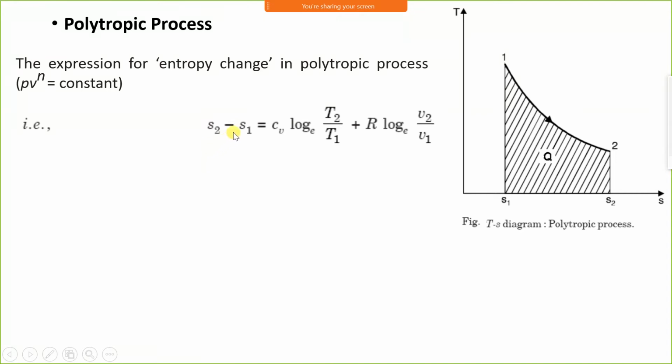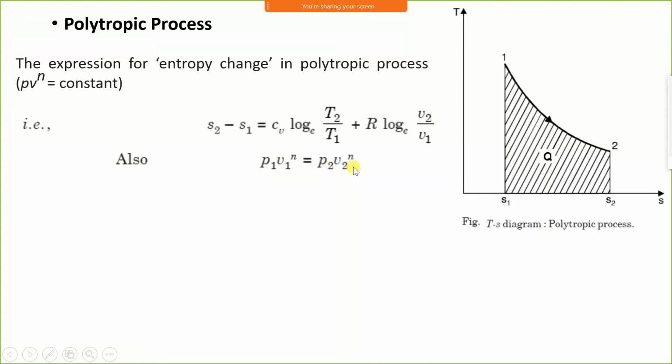We have already derived the formula for delta Q, and if we divide delta Q by T, we get S2 minus S1, and T will be cancelled over here. This is change in internal energy, and this is the work done. If we divide it by temperature, we get this term. Therefore, directly S2 minus S1 is Cv log base 2 T2 by T1 plus R log base 2 V2 by V1. Also, P1 V1 raised to power n is equal to P2 V2 raised to power n for polytropic process, because polytropic process is represented by the law PV raised to power n.